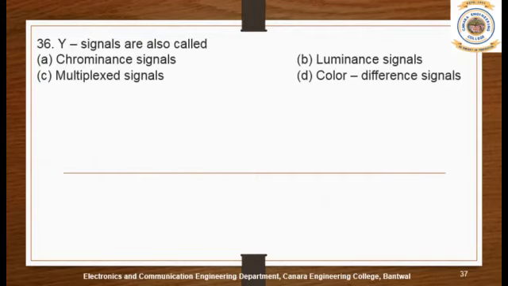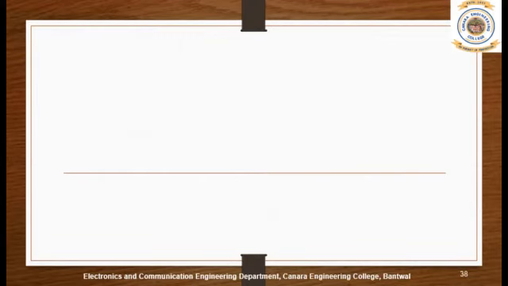Then Y signals are also called either prominent signals or luminance signals. So these are the signals which are used in CRT or a television system. So Y signal is a luminance signal, which is used in the television system.